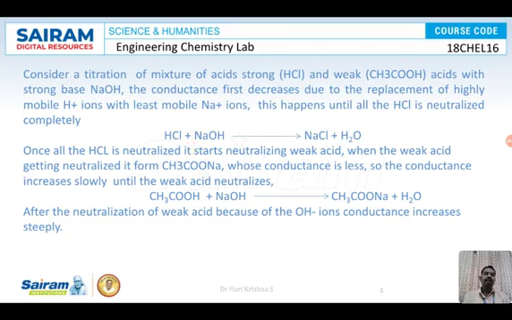Your acetic acid will come into picture. Acetic acid starts neutralizing. Acetic acid will start neutralizing to give what? Sodium acetate and water. So before adding NaOH to HCl, when you dip the conductivity cell, your beaker contains H plus ions and Cl minus.